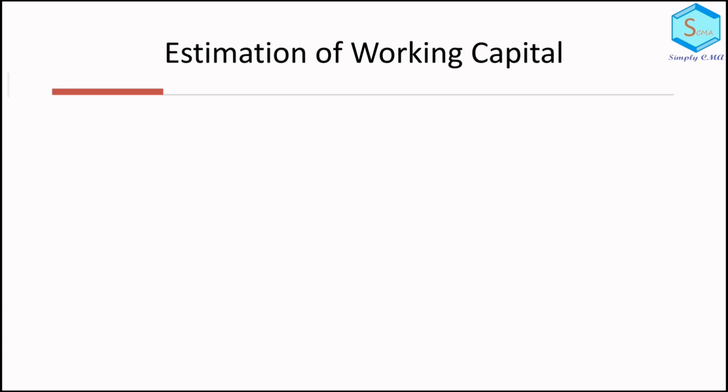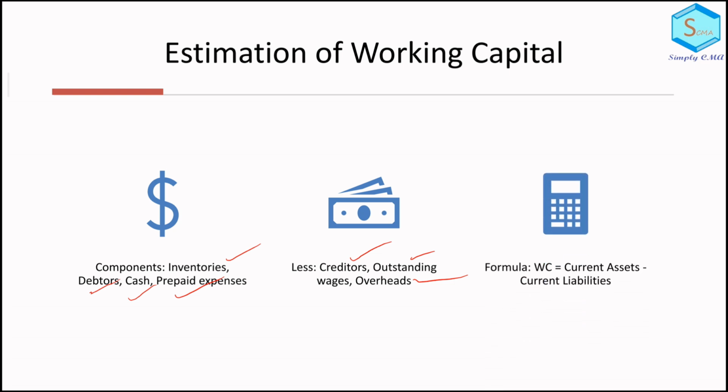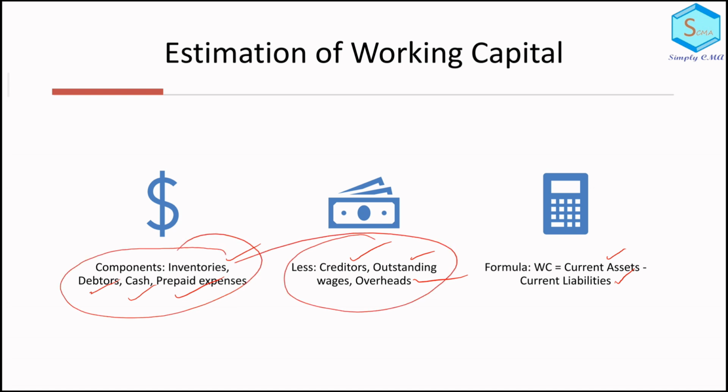Then estimation of working capital. Estimation of working capital involves mainly these components: inventories, debtors, cash, prepaid expenses, less creditors, outstanding wages and overheads. So the working capital formula is current assets minus current liabilities. These are the current assets and these are the current liabilities.